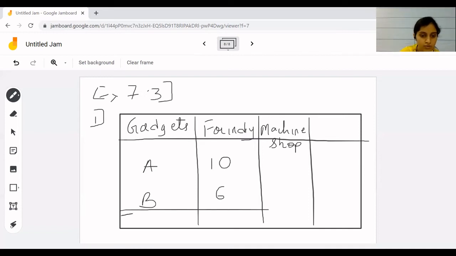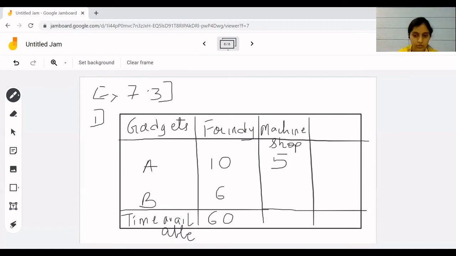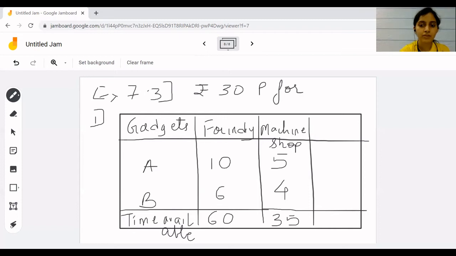So, time available we'll put over here. Time available is how much? So it's 60 hours for the foundry, okay? And machine shop, we have 5 hours for the gadget A and 4 hours for the gadget B, and total hours in the machine we have 35. Okay. Profit on the sale of A is rupees 30 and B is rupees 20. So rupees 30 profit for A and rupees 20 profit for B.